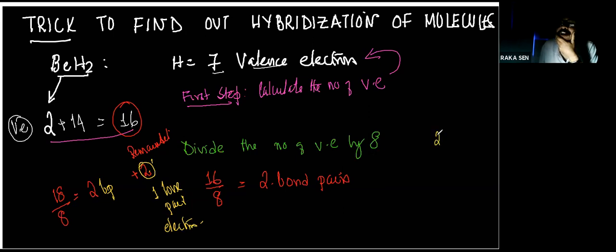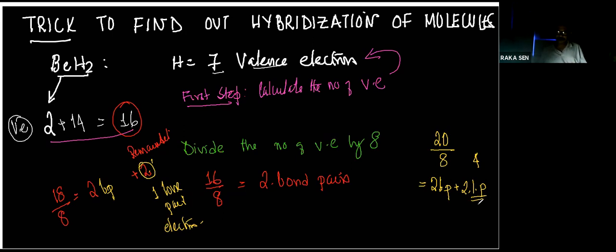Similarly, suppose you have a total number of valence electrons of 20. You are dividing by 8. Direct division gives 2, so I have got 2 bond pairs of electrons. The remainder is 4, so plus 2 lone pairs. This is how we do things.